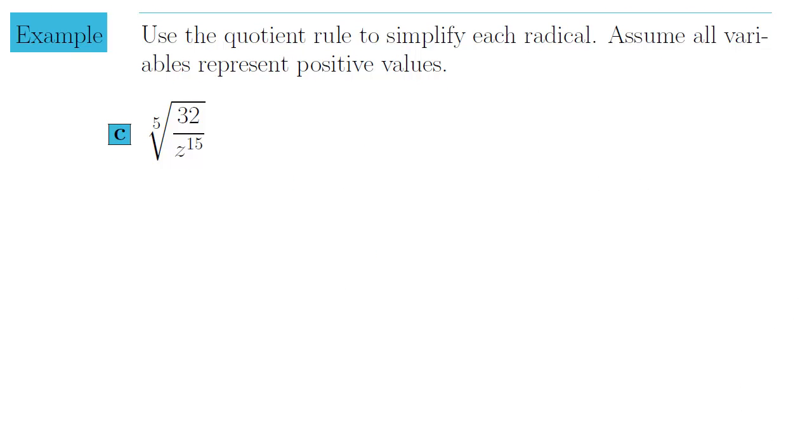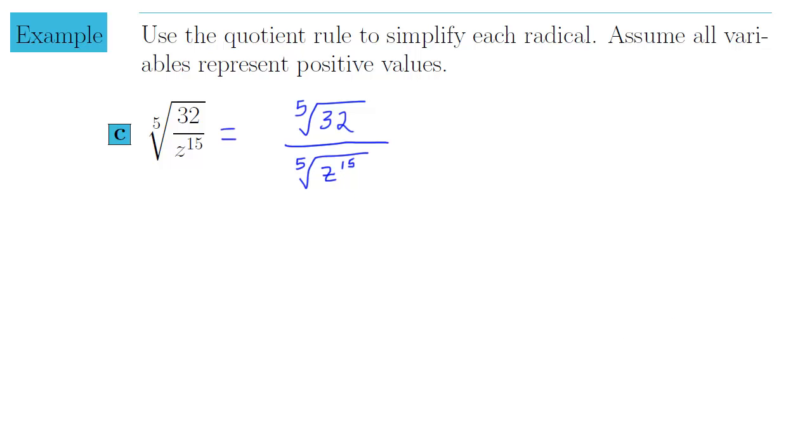Okay, part C gives us a 5th root to deal with. We have the 5th root of the quotient 32 over z to the 15th. Go about it the same way. Break it up into 2 5th roots being divided. The 5th root of 32 divided by the 5th root of z to the 15th. Then try to simplify the roots individually and see if you can get anywhere.